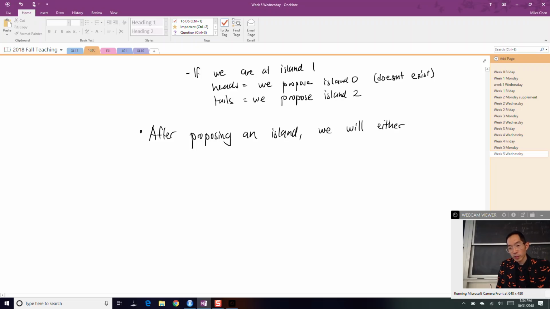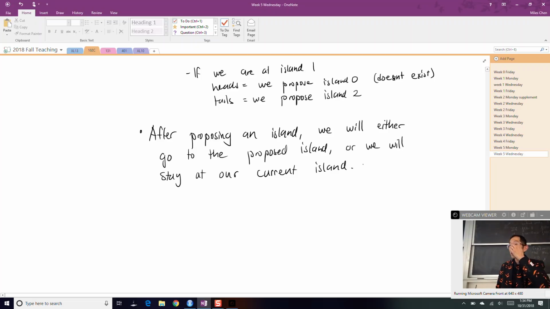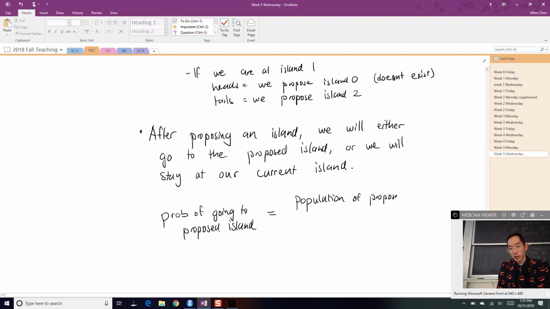We will either go to the proposed island, or we will stay at our current island, okay? And so the probability of going to the proposed island is going to equal the population of the proposed island divided by the population of the current.